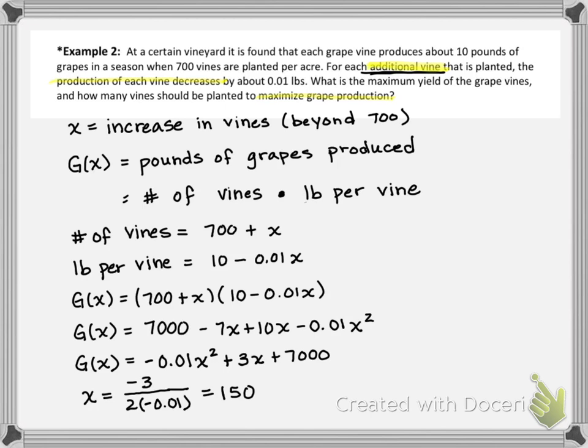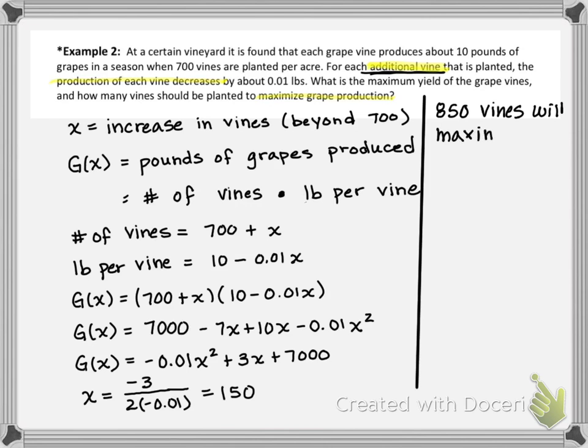So using the increase as our input can make finding the formula a little bit simpler, but we have to always be referring back to what we said x represented so that we're careful not to say that we're planting 150 vines, right? So we can say that 850 vines will maximize yield.